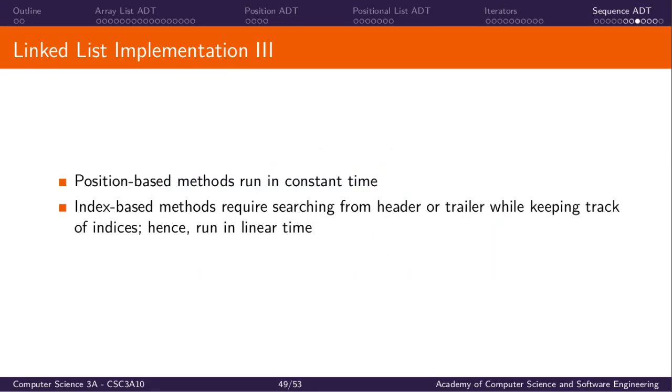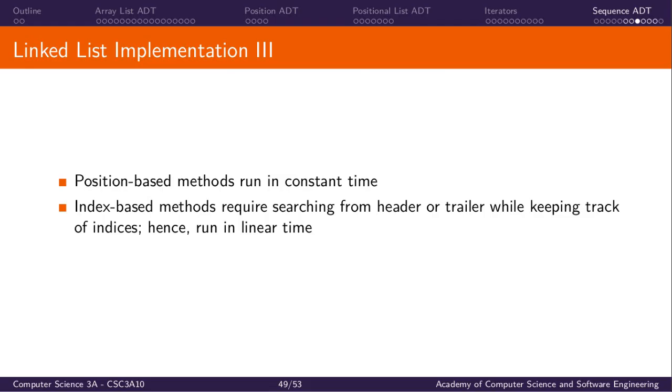So we know that our position-based methods all run in constant time. We can access first and last, we can insert before and after, we can add first and add last, we can remove the particular position by pulling out that node. All of those are constant time. They don't depend on the number of elements stored within our doubly linked list.